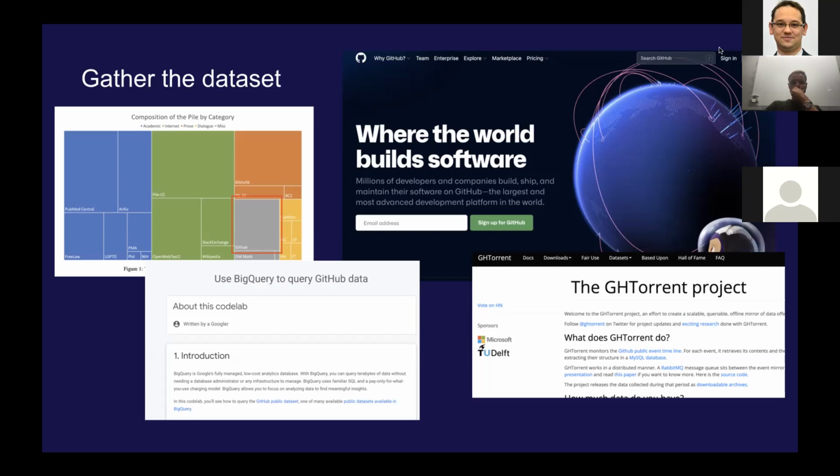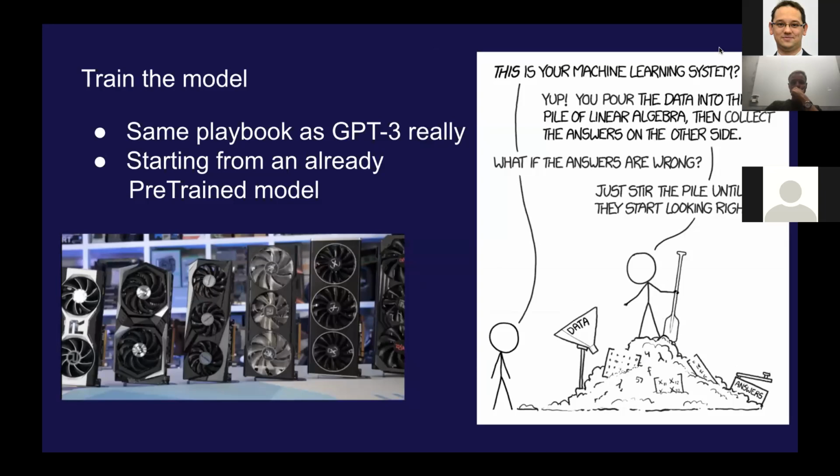All of the GitHub data is available in Google BigQuery for analysis. There's a project called GHTorrent, which analyzes a lot of data from GitHub in various ways. And there's also a public data set called the Pile, which was part of a GPT-3 replication by a team outside of OpenAI, that also uses GitHub as part of its training data set. So this data set is generally publicly available for everyone to use and access.